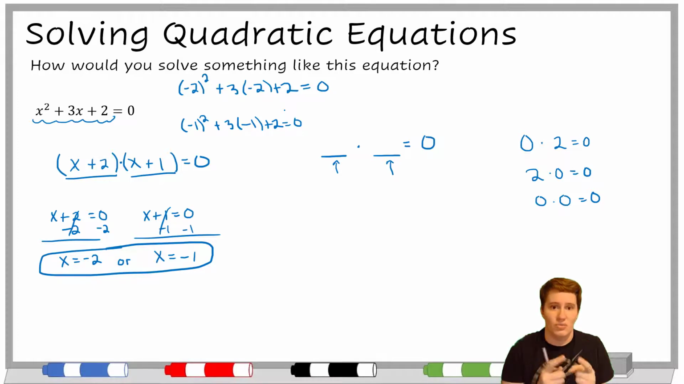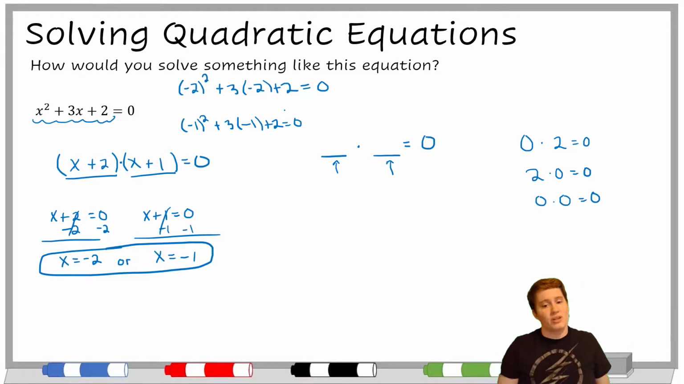And you can maybe do this really quickly in your head. I don't know if you can or not, but I can. Like 4 minus 6 is -2 plus 2 is 0. Yeah, -2 really does give us 0. -1 squared would be 1. 3 times -1 is -3, so that's 1 minus 3, which is -2. Plus 2 is 0. So these both give us 0.